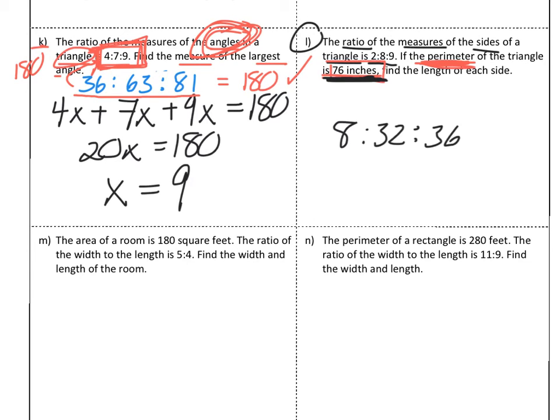So my three side lengths are 8, 32, and 36. If I add them up, I do get my perimeter of 76. And if I were to reduce this ratio, it is going to go back to 2, 8, and 9.